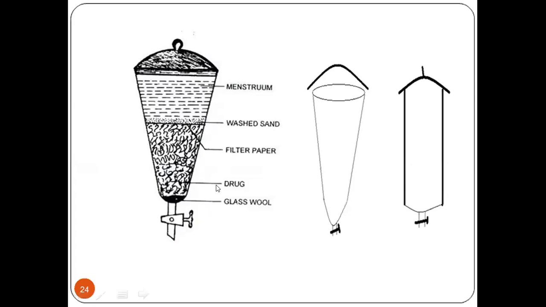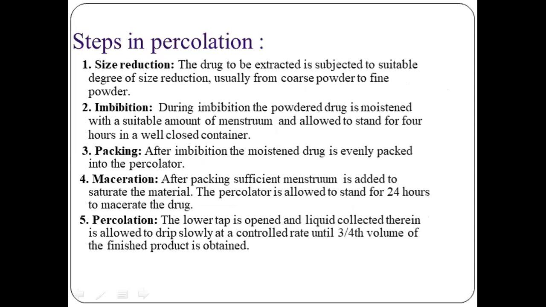Okay, then your filter paper is placed, then your menstruum solvent system, solvent इसके अंदर डाला जाता है और उसके बाद धीरे धीरे जैसे जैसे solvent को space मिलता जाता है वो धीरे धीरे इसमें से displace होना शुरू होता है और धीरे धीरे करके ड्रग एक्सट्रैक्ट होती जाती है. जैसे जैसे ड्रग एक्सट्रैक्ट होती जाती है हम ओपन करते हैं, नॉब को ओपन करके एक्सट्रैक्ट को निकाल लेते हैं.